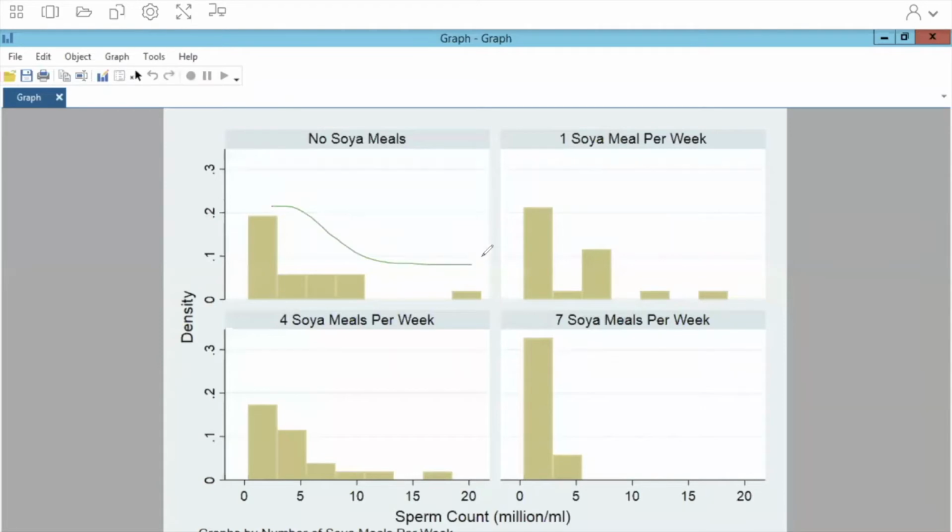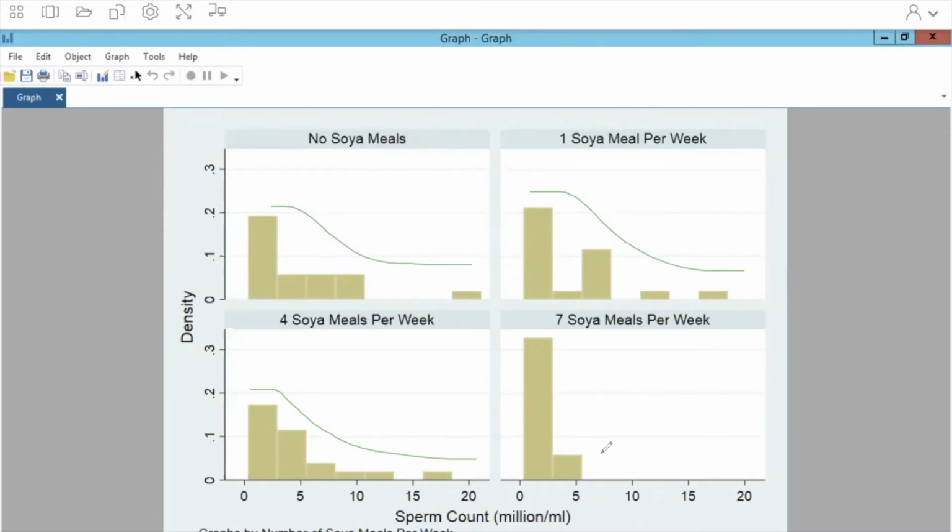These 3 distributions, no soy, 1 soy, and 4 soy, are definitely positively skewed, absolutely positively skewed here. Now, 7 soy meals, even though it was within the appropriate range, it does still look a little problematic. If we wanted to look in more detail, we could tell Stata to give us more bins. We're not going to do that today. It's not really that necessary.